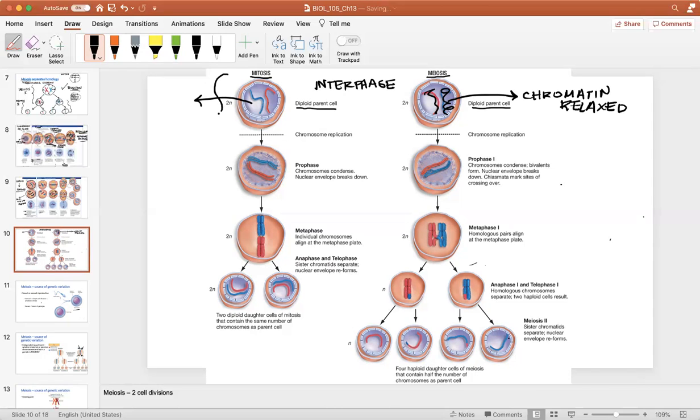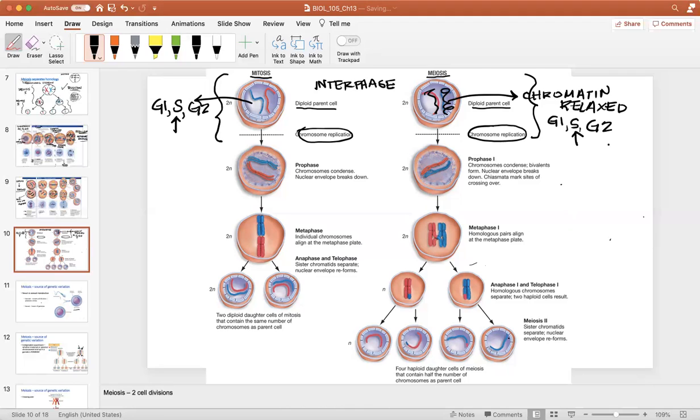Now, you'll remember that interphase for both of these consists of the first gap, which is when growth and functioning occurs, the S phase, which is when DNA synthesis occurs, and then the second gap, which is when the cell prepares to divide. That is the same for both of these. They both have a G1, an S, and a G2, okay? And you notice here it says chromosome replication. That's going to happen during the S phase, whether we are talking about mitosis or meiosis.